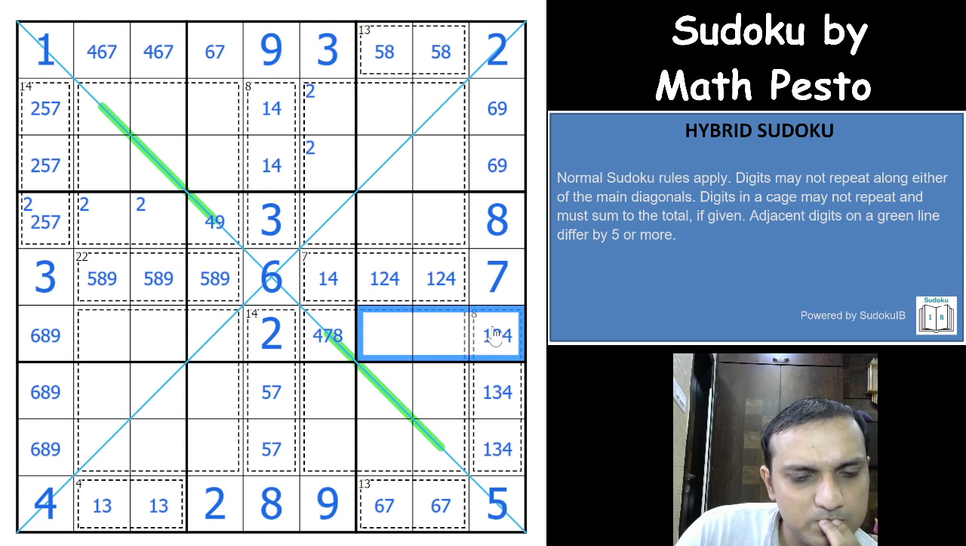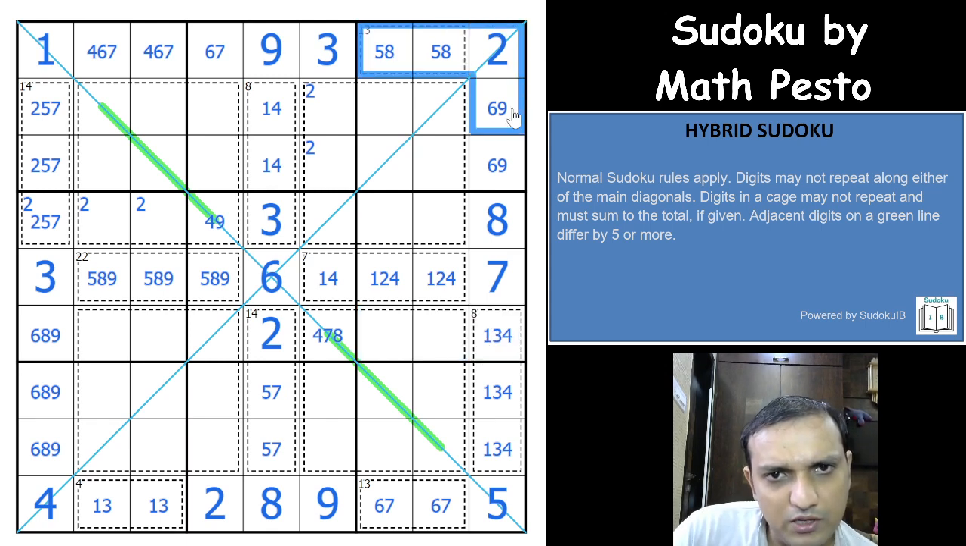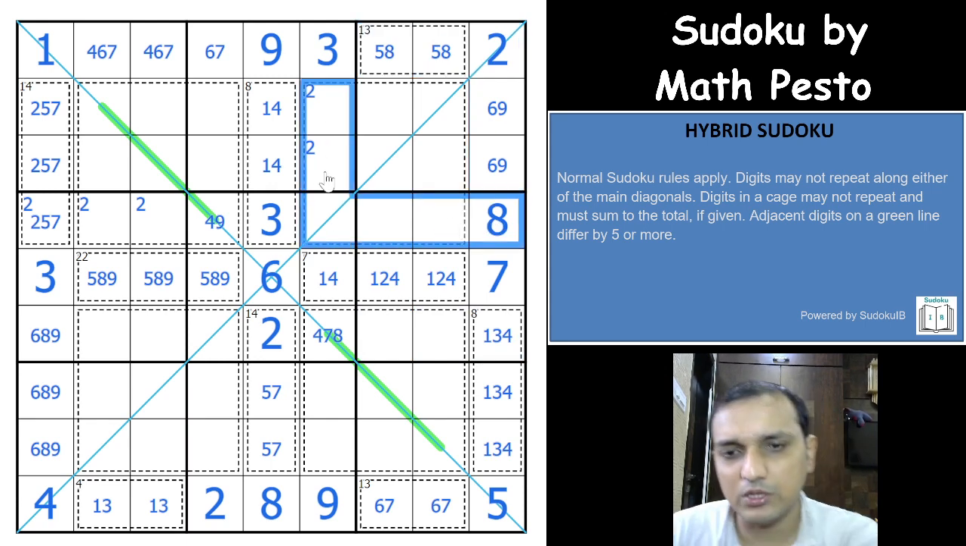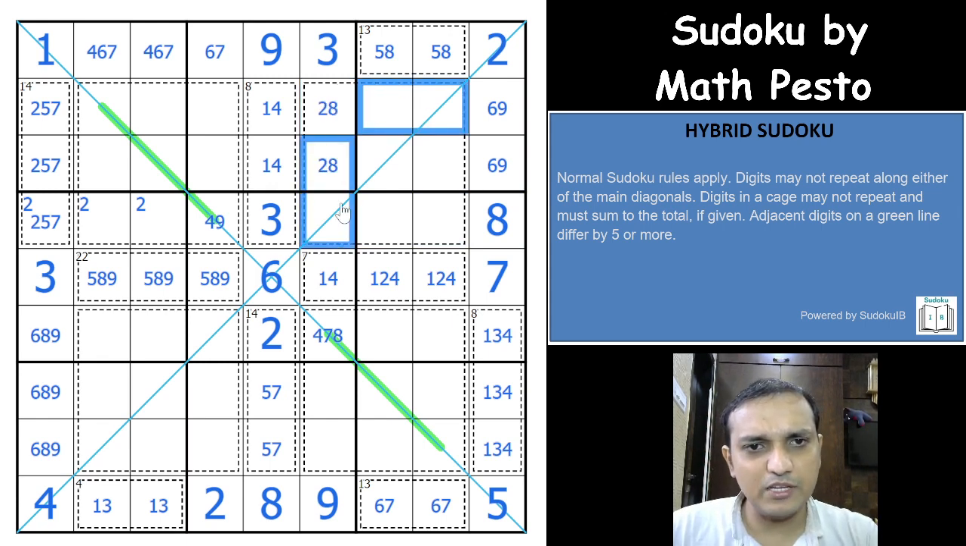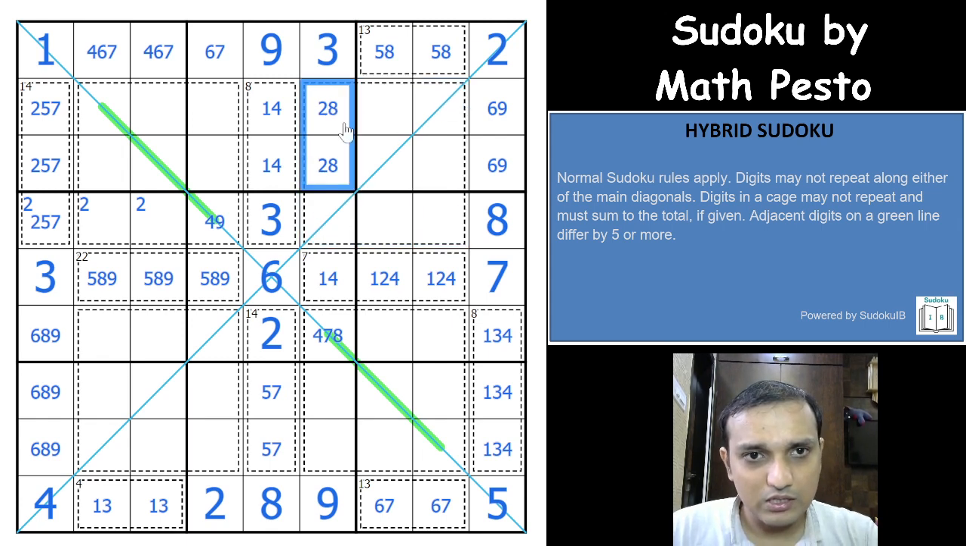Okay. 5, 8, 2, 6, 9. So 8 cannot be here, and 2 also would have to be here. That is excellent. So these are 2, 8 pair. Where can 8 be in this extra region? 8 cannot be in any of these 4 cells. 8 cannot be here. 8 would have to be here. Where can 2 be? In this box. So 2 would have to be here. So 2, 8 is done.